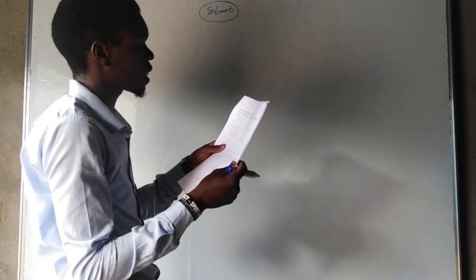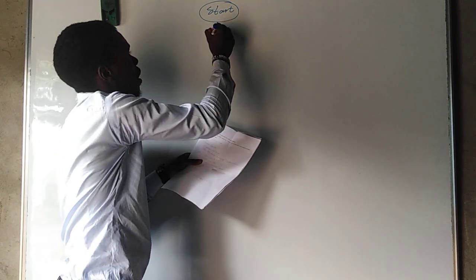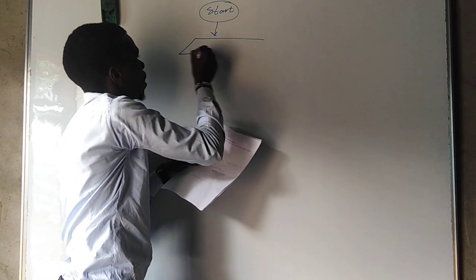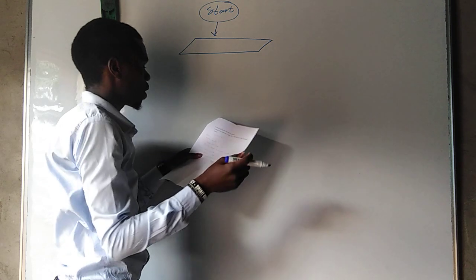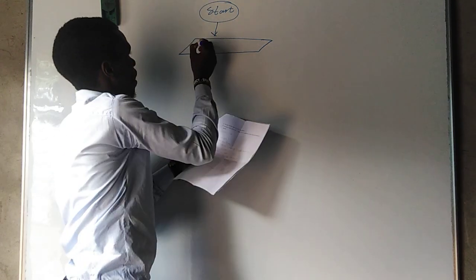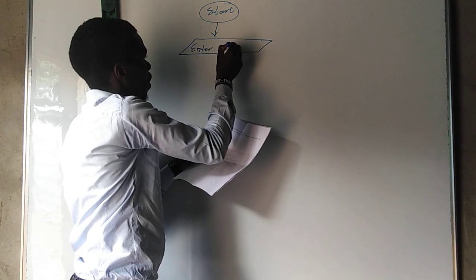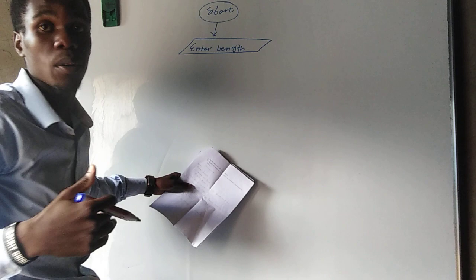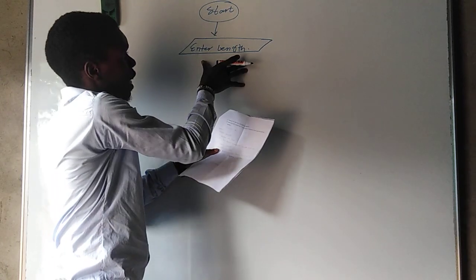Then what's next? Enter length. So which symbol am I going to use? The parallelogram. I'll draw my parallelogram there like that, then say enter length. Remember what I said, the function of the parallelogram is only for the entry of the data. So I'll say enter length in here.